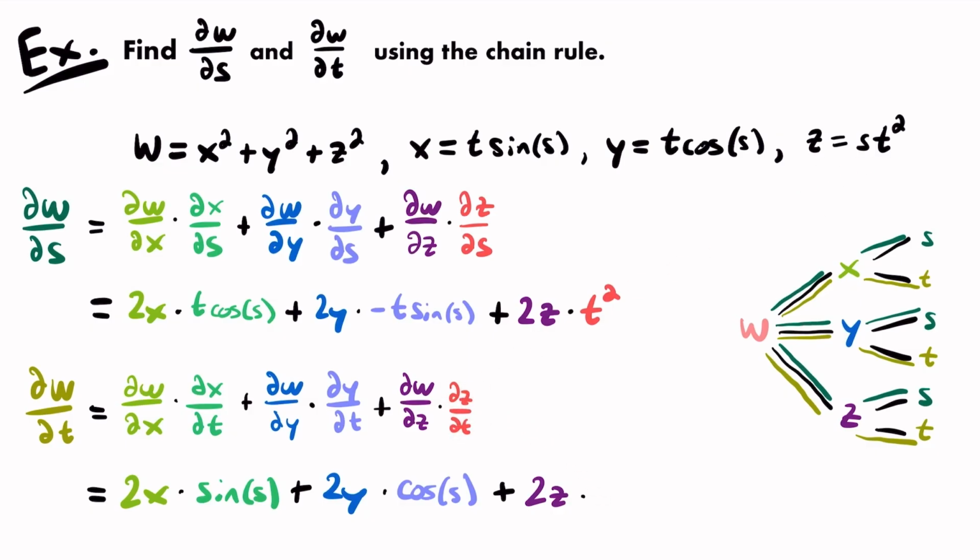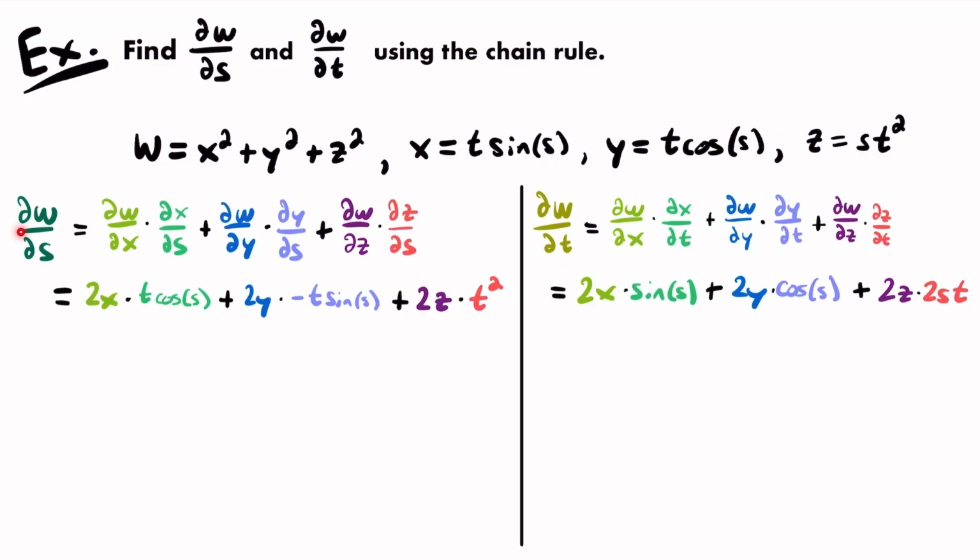And so looking at z here, s is a constant, so leave it alone, and then t squared, you can find the derivative of that using the power rule for derivatives. So multiply that 2 down, subtract 1 from the exponent, and you get a derivative of 2s times t to the first power. Okay, so now we have our two partial derivatives of w with respect to s and t. Now we just want to simplify them, and so let's work on that here. Starting with the partial of w with respect to s, we will get 2xt times cosine of s minus 2yt times sine of s plus 2zt squared.